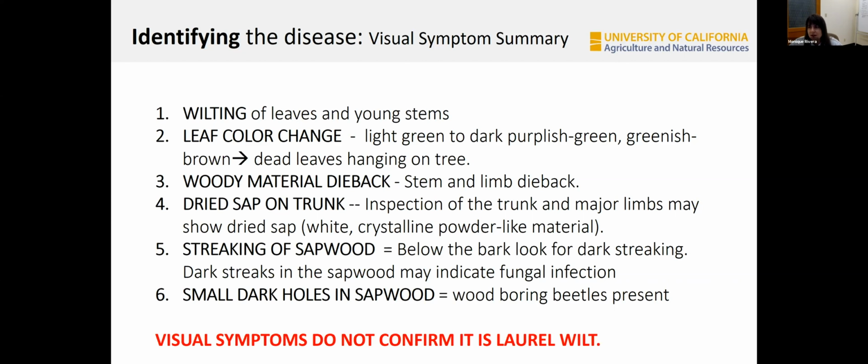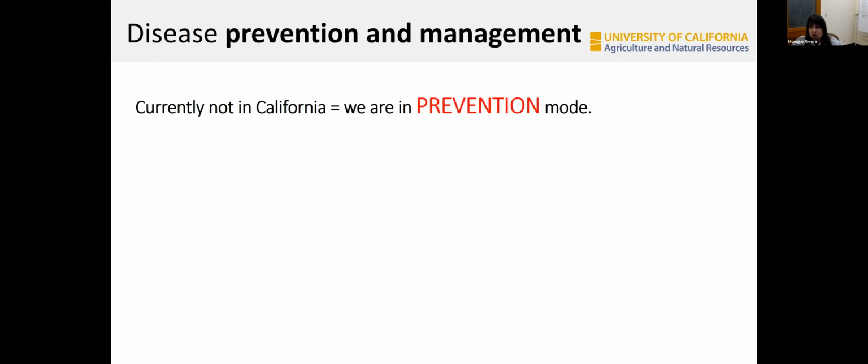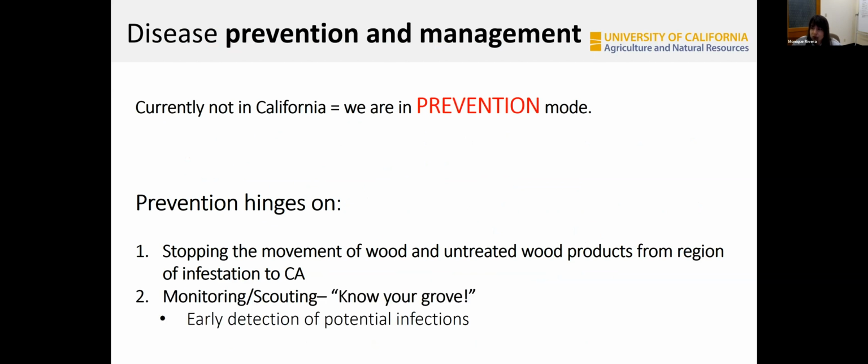Like with any vector disease, I just want to point out that just because you have the visual symptoms does not mean you have Laurel wilt. You will need to have that confirmed via molecular techniques. Currently in California, we're in prevention mode, and I think what that means is, again, stopping the movement of wood and untreated wood products from the region of infestation into California. If we could stop that, our chances would be much lower. And then, of course, monitoring and scouting.